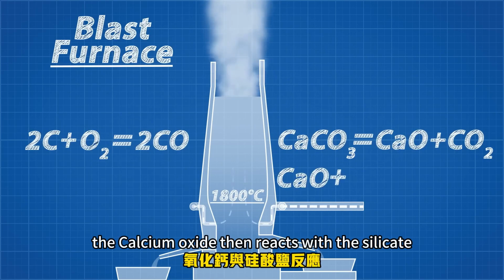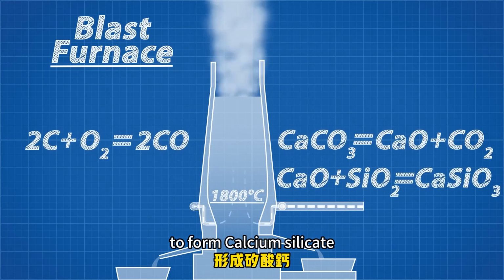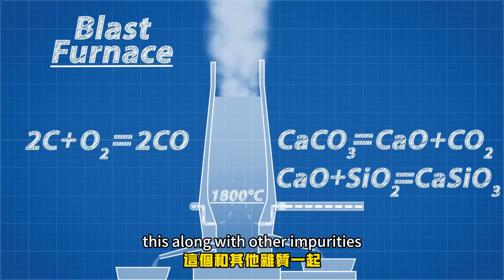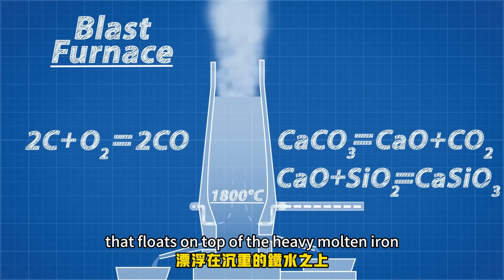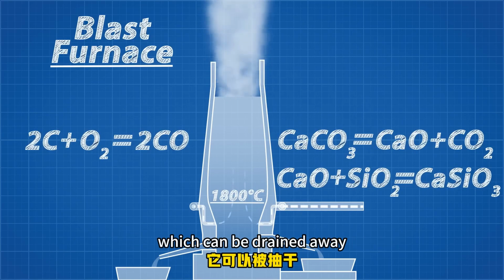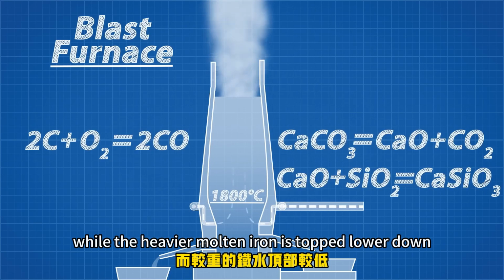The calcium oxide then reacts with the silica impurities in the ore to form calcium silicate. This, along with other impurities, form a liquid layer of slag that floats on top of the heavy molten iron, which can be drained away, while the heavier molten iron is tapped lower down.